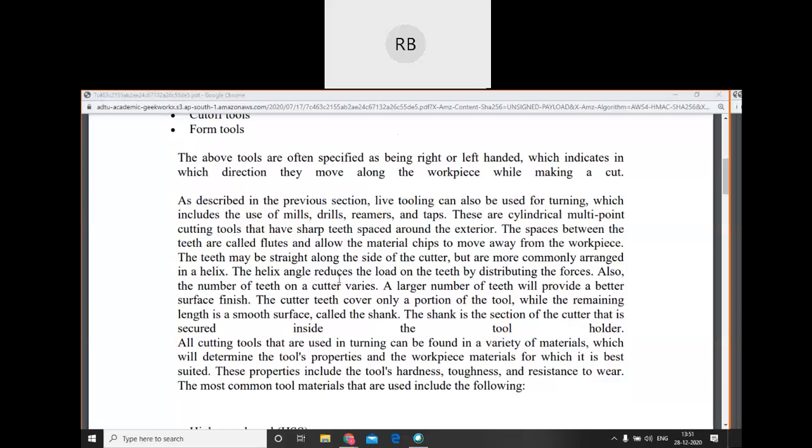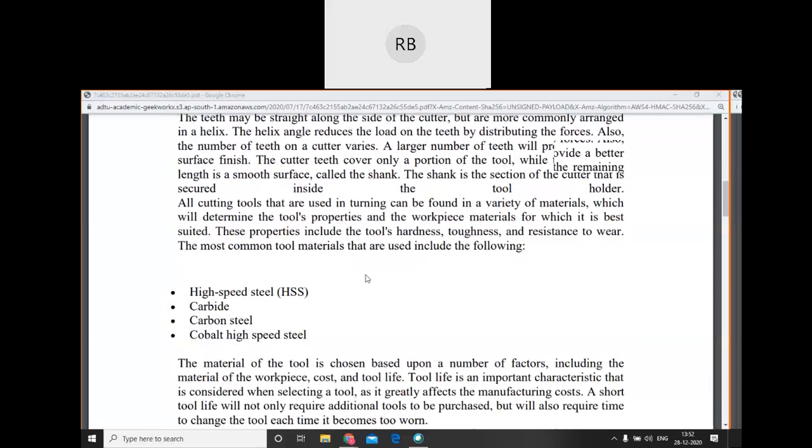The teeth may be straight along the side of the cutter but are commonly arranged in a helix. The helix angle reduces the load on the teeth by distributing the forces. Also, the number of teeth on the cutter varies. A large number of teeth will provide a better surface finish. The cutter teeth cover only a portion of the tool, while the remaining length is a smooth surface called the shank. The shank is the section of the cutter that is secured inside the tool holder.